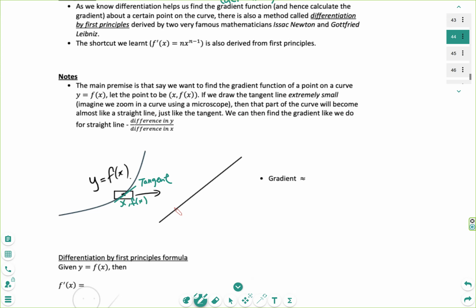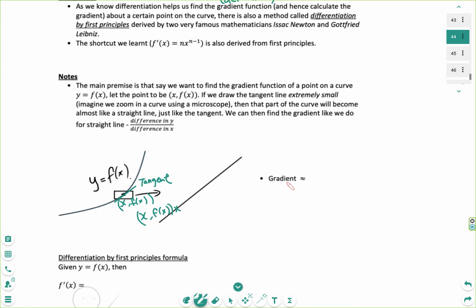x, f of x is a coordinate. I'm just going to put it here. So there's the point, x, f of x. This point, x, f of x. Now, I'll explain what x, f of x is.